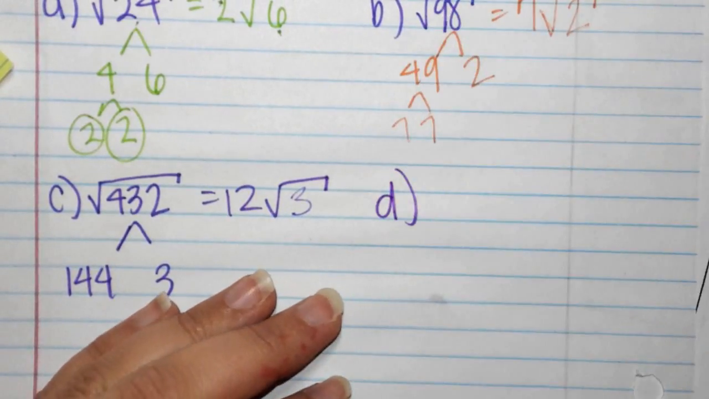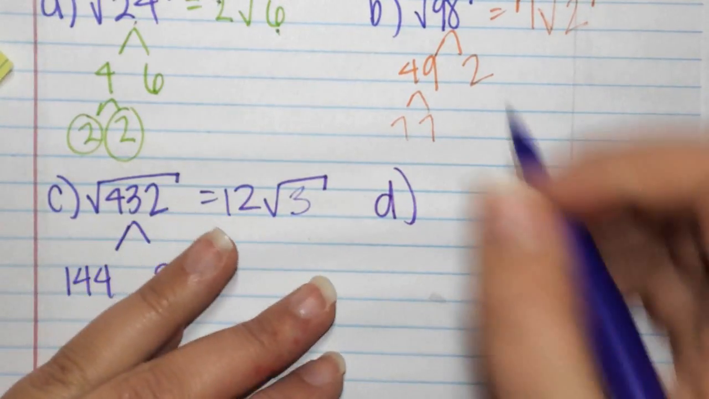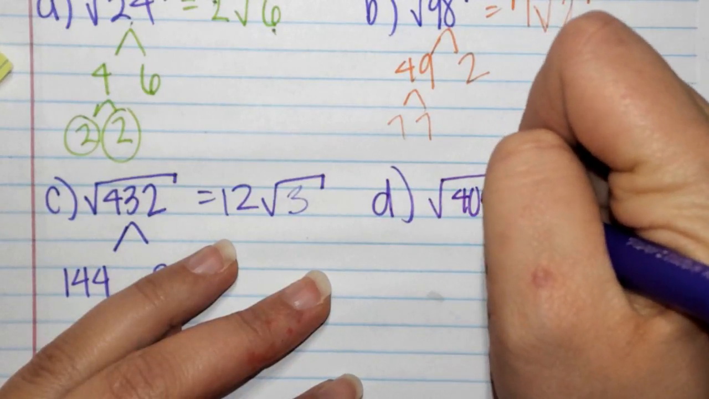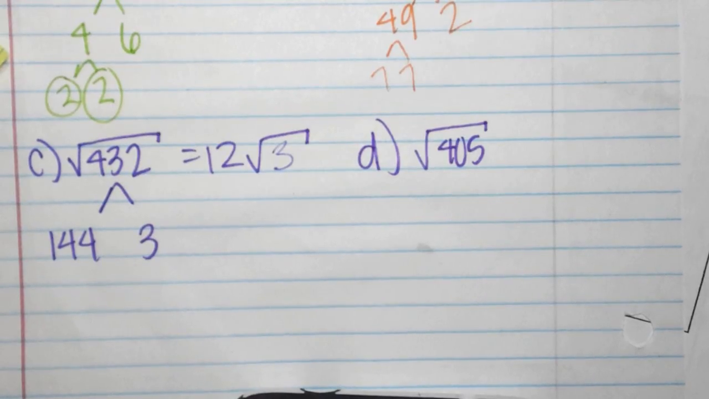Alright. One more. And then we're going to get out our boards. Alright. 405. Figure out what the biggest perfect square is that can go into that. We have to do perfect squares. 69. It's not a perfect square.